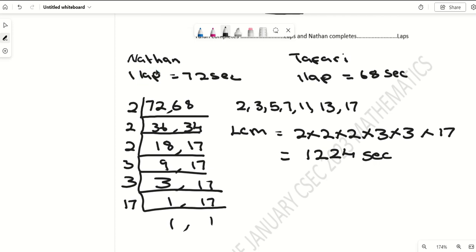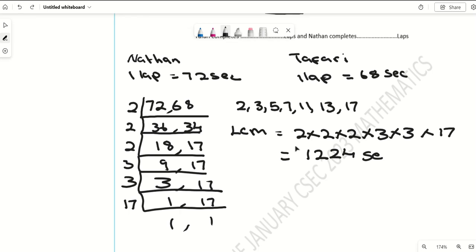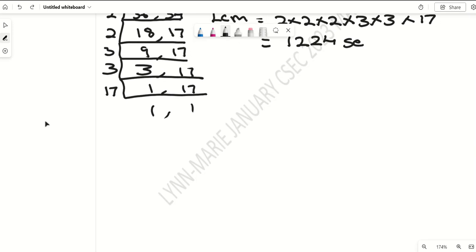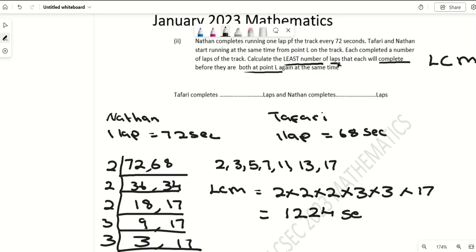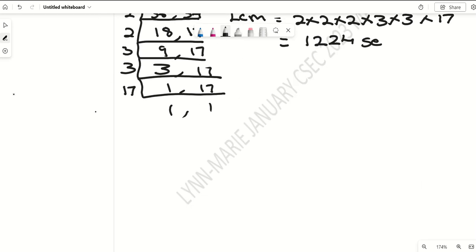So my LCM of 72 seconds and 68 seconds is 1,224 seconds. So what they're basically telling you is that after they have both run 1,224 seconds, they will meet at the same point, right? So now we need to find the number of laps, because they didn't ask you for the time, they asked you for the number of laps. So we already wrote down that for Nathan, we're trying to find laps.